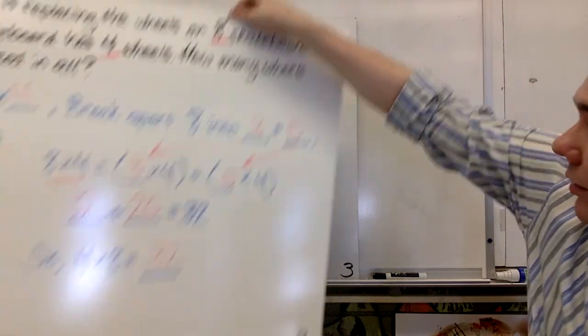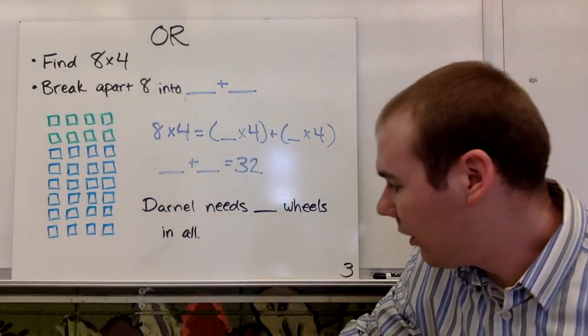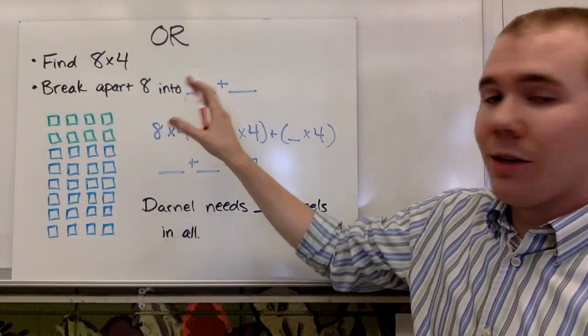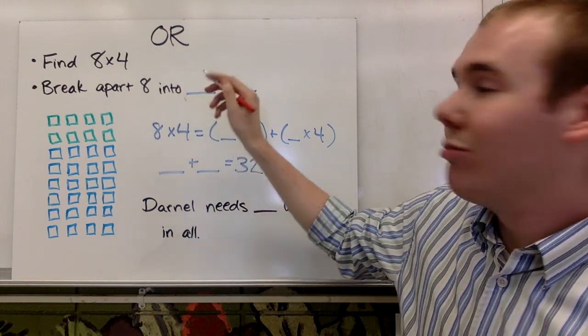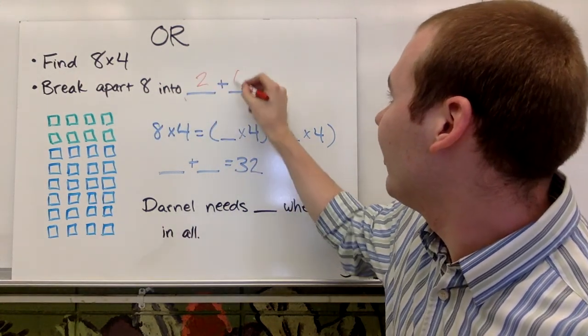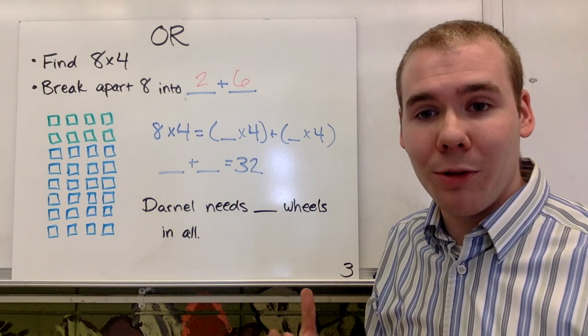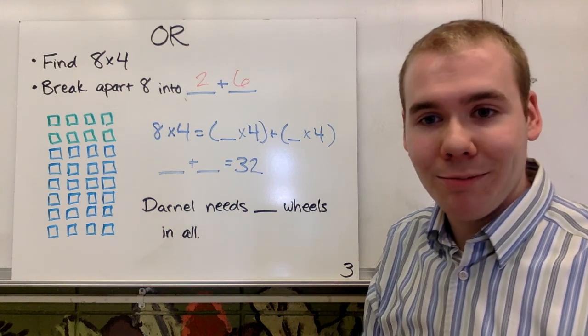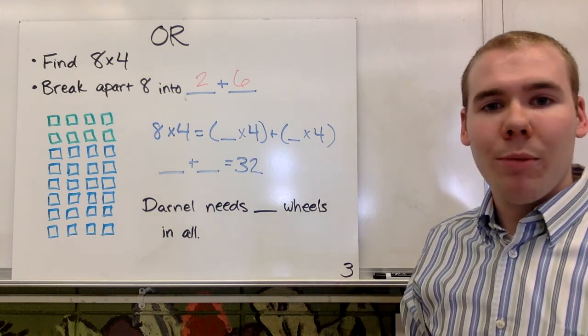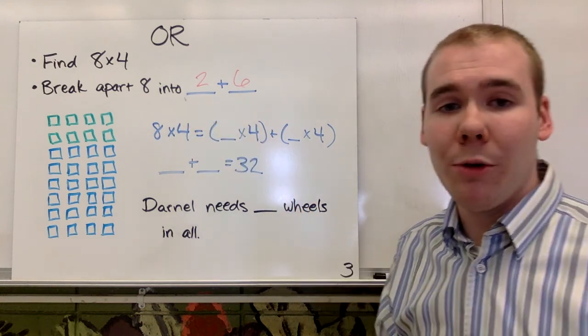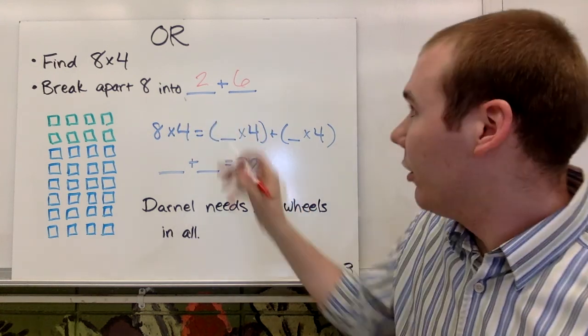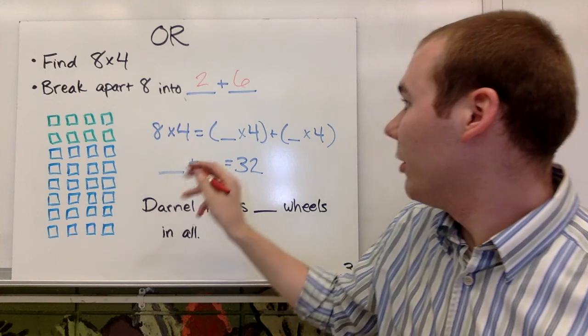So instead of saying 8 is 3 plus 5, we can also say, in an alternate way, 8 is 2 plus 6. That's another way to get it. And then there's another way. You can do 4 plus 4 or 1 plus 7, whatever you want. But we're trying to break it into 2 groups that maybe you know the multiplication tables of. So 2 groups of 4 this time.